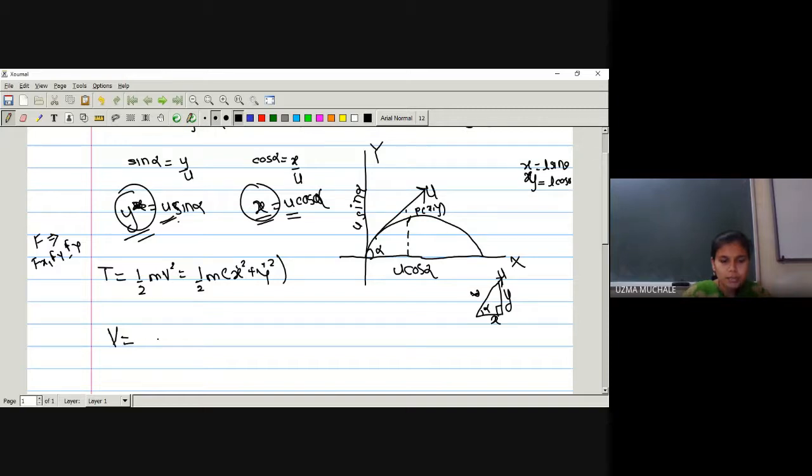What is V? V is the potential energy, that is mgh. So what is the height? m and g both are constants, no? Mass of a particle and gravitational acceleration. So what will be the thing about h?